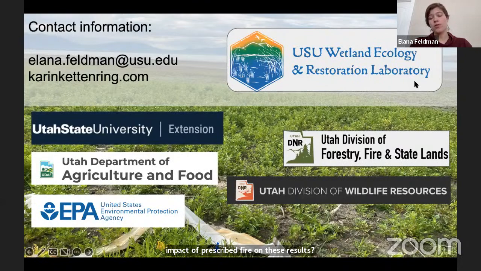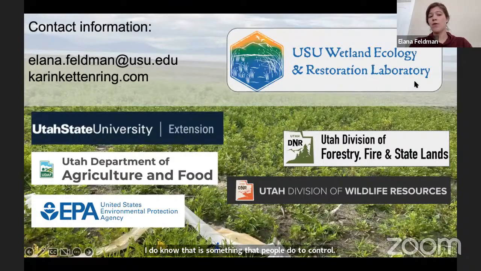So in Utah, we have a lot of air quality problems, so we're not really allowed to do many prescribed burns in this area. So that is something that I don't have a lot of information on, but I do know that that is something that people do to control Phragmites.